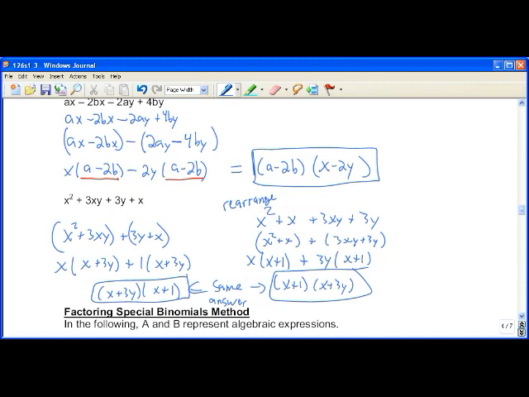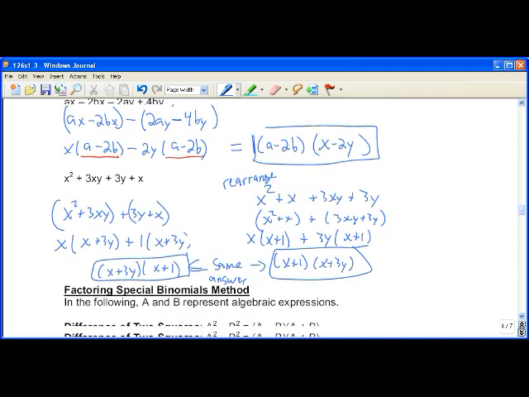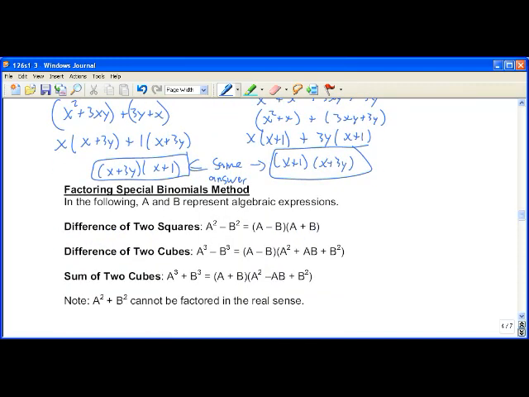So that is factoring by grouping. We're ready to go on to the next thing. Factoring special binomials method. Okay. So factoring special binomials, we have really three things. A squared minus b squared. Good. A squared minus b squared is a minus b times a plus b.